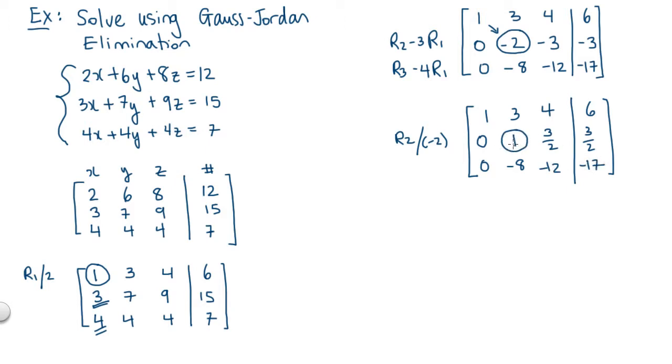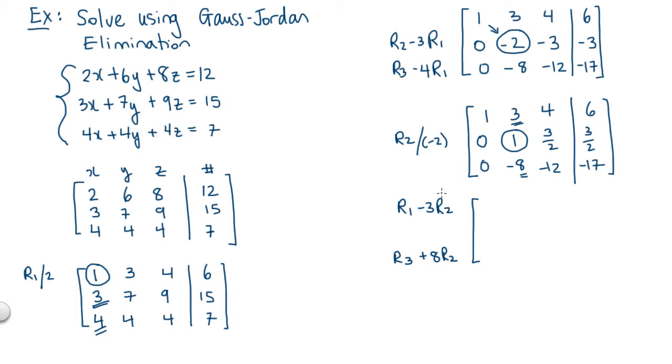So we've created a pivot of 1, and we can now use that pivot to get zeros in the rest of that second column. So let's do row 1 minus 3 times our pivot row, and we can also do row 3 plus 8 times our pivot row.